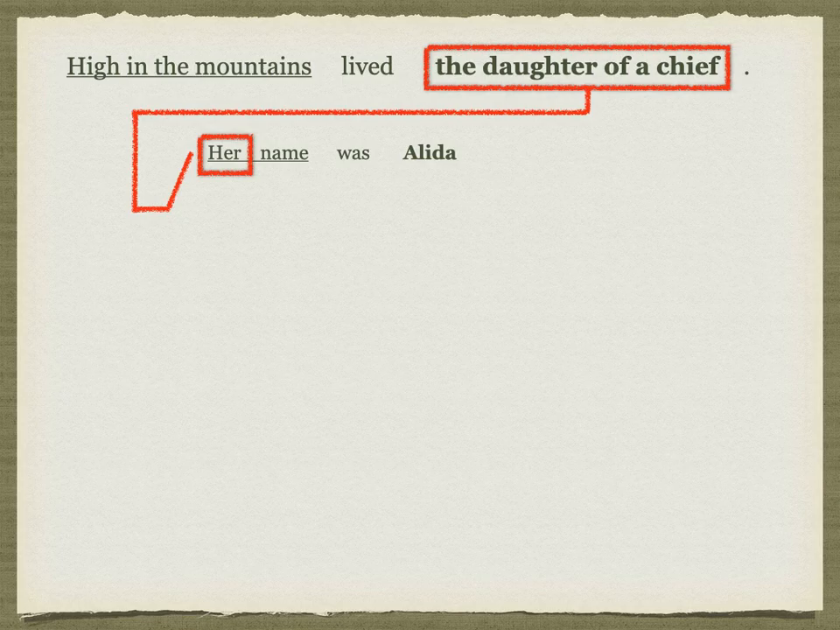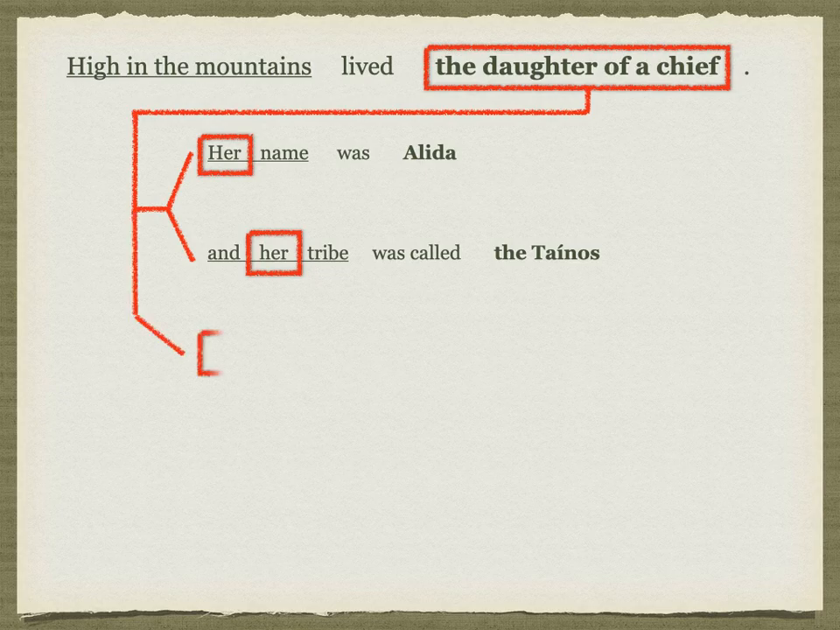Her name was Alida. And then further detail about her. Her tribe was the Taínos. So you see the move from high in the mountains, the setting in space, introducing a main character, and then some characteristics, some features, some attribute of her in the next few themes. Okay? Name and tribe.